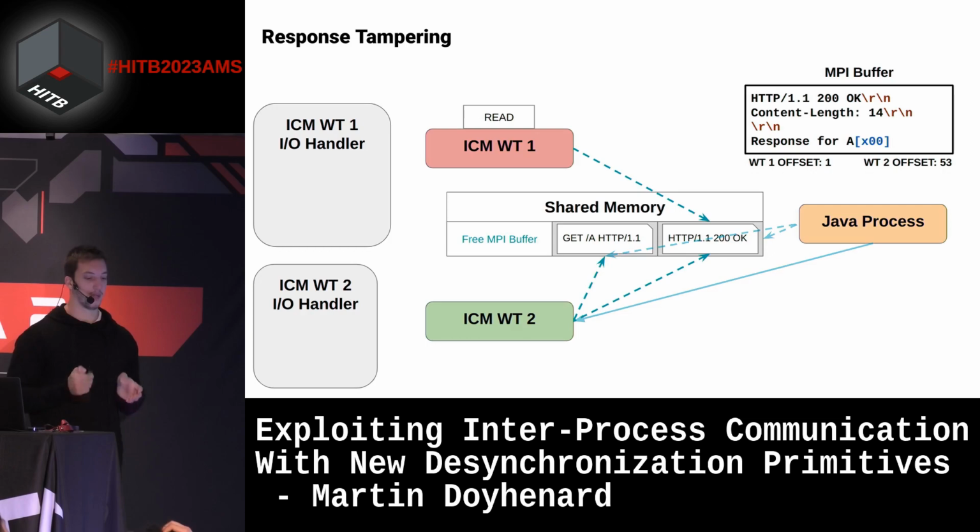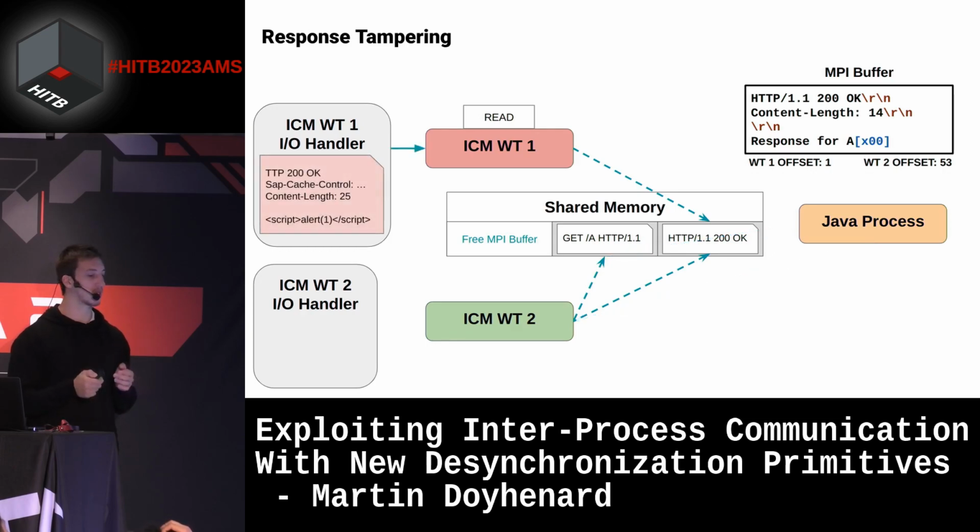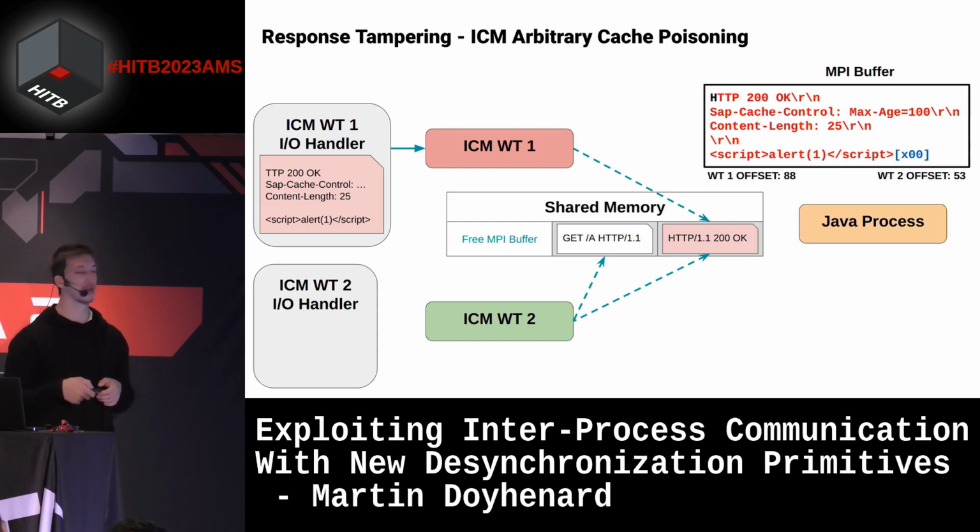So if at that point we are able to send something in the worker thread 1, we will be able to tamper not the request, but the response of the worker thread 2. So instead of creating something that will be processed as a request, we will be able to modify the entire response and generate any arbitrary response containing, for example, a script or anything we want to modify the behavior of the browser in worker thread 2.